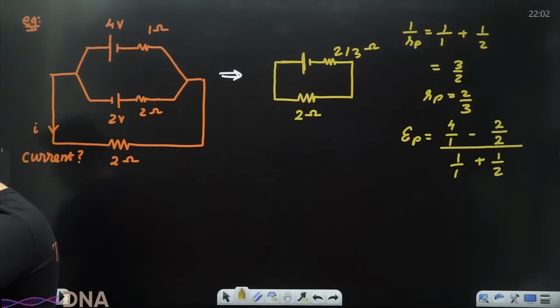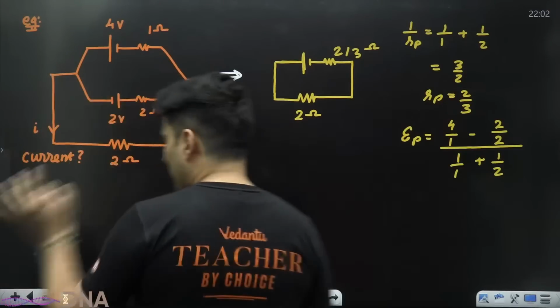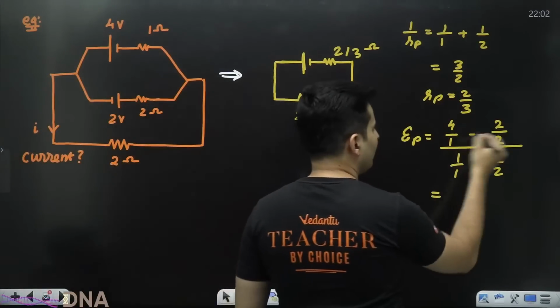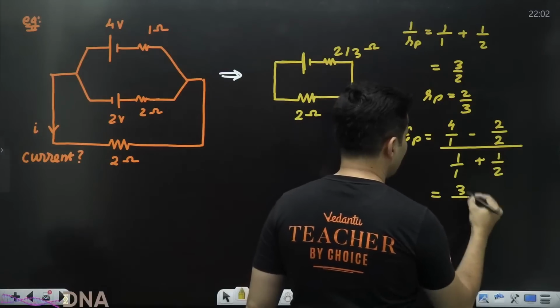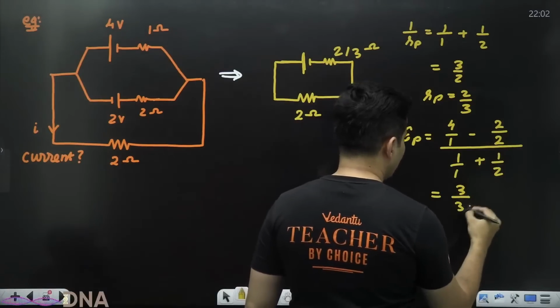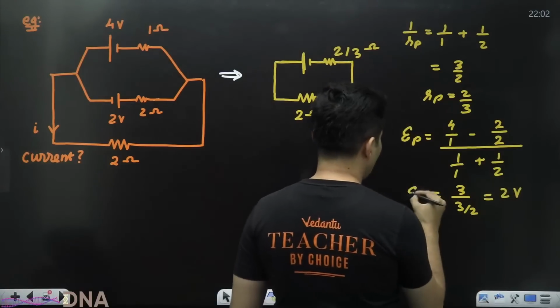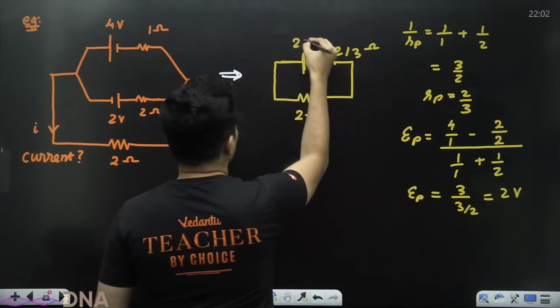Understood? All right. So now you can solve this. So this would be 4 minus 1, which is basically 3. 1 plus 1 by 2 is basically 3 by 2. 3 cancels, 2 goes on the top. So this will become 2 volts. So this is now 2 volts.